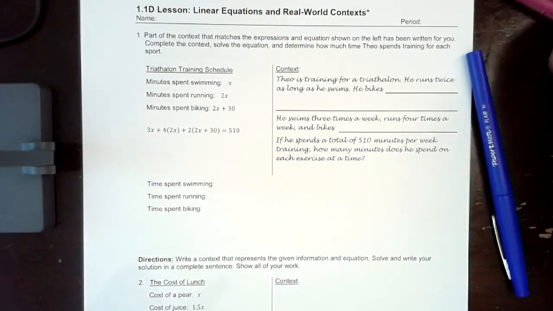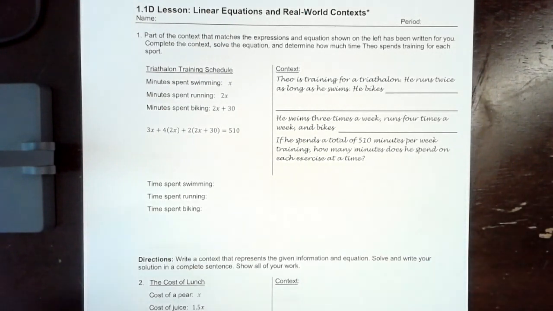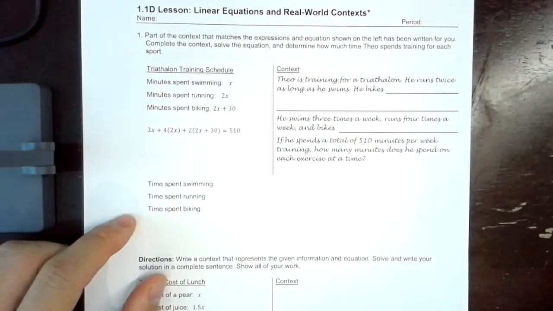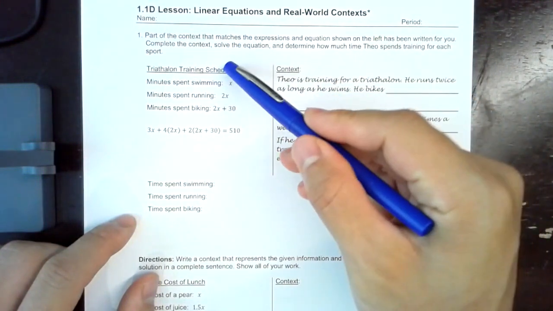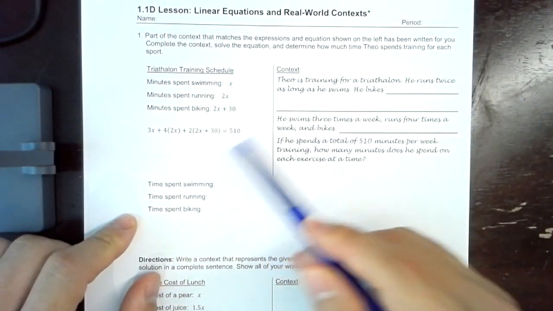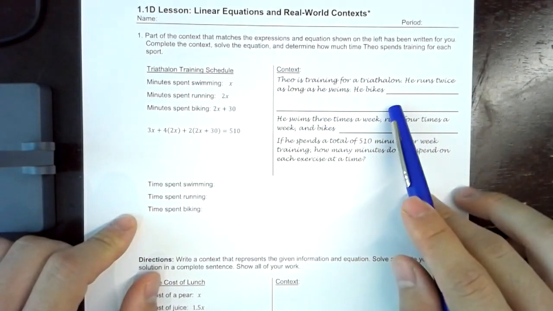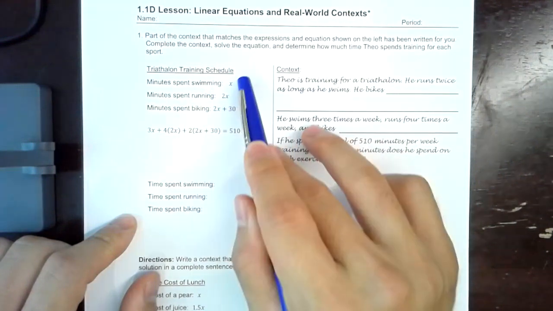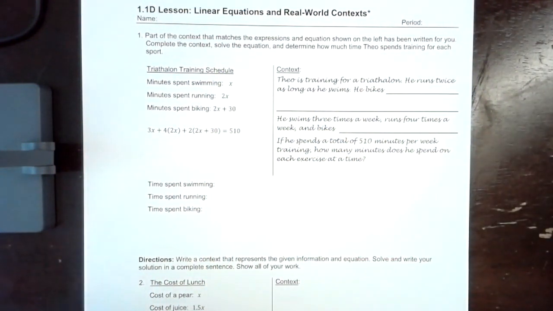All right, welcome class to 1.1D lesson. Today we'll be working on linear equations and real world contexts. So in the first few questions, we'll be given a list of expressions. And in this first problem, you'll see that their context is partially given. And our job is to look at the expressions and create a context.